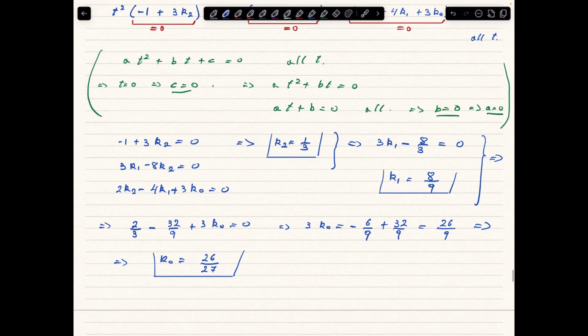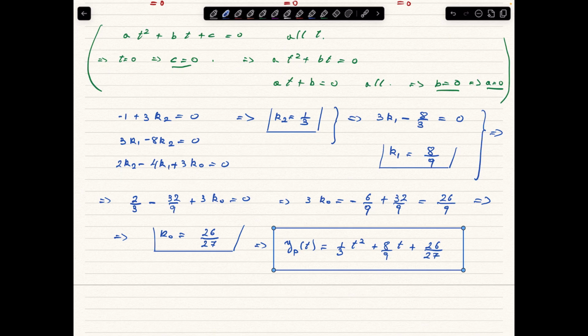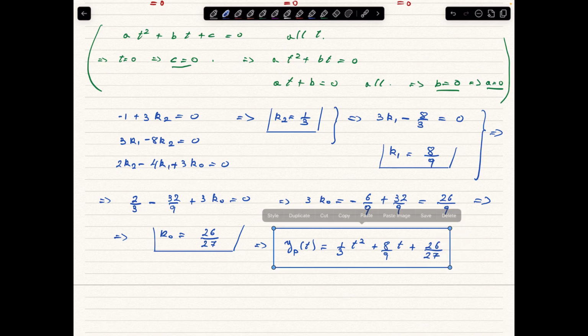And that's how we solve this problem from the top to the bottom, and all that implies that our particular solution to this problem is going to be 1/3 t squared plus 8/9 t plus 26/27. And yeah, that's how we solve for the particular solution when we have a power function on the right hand side.